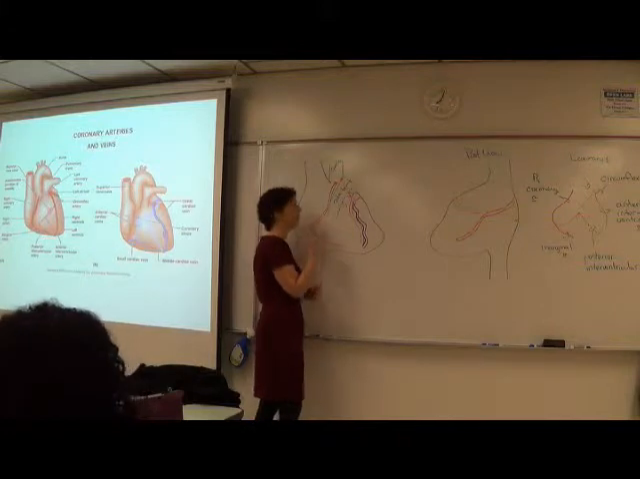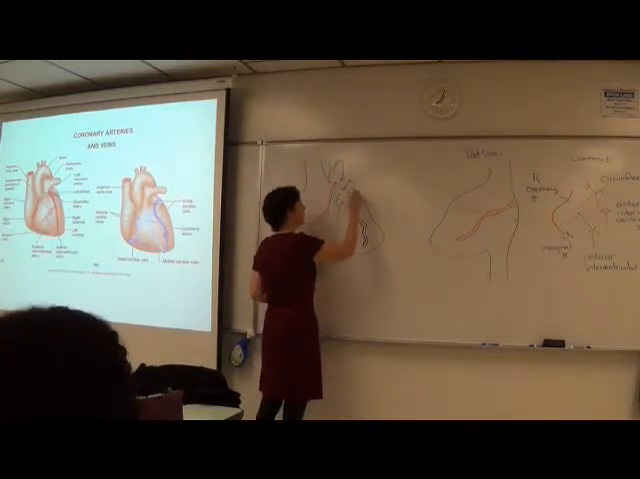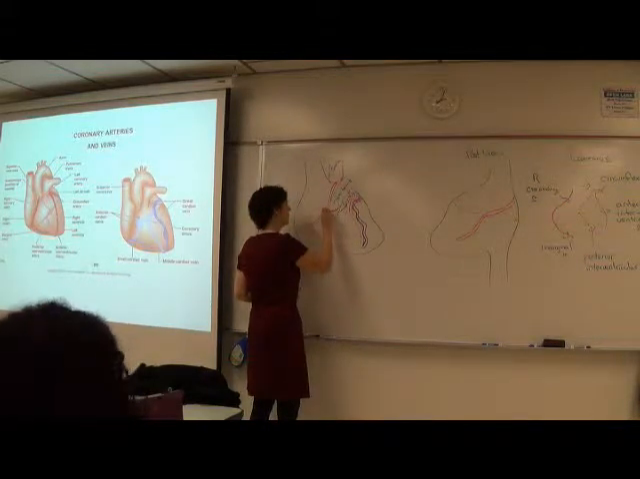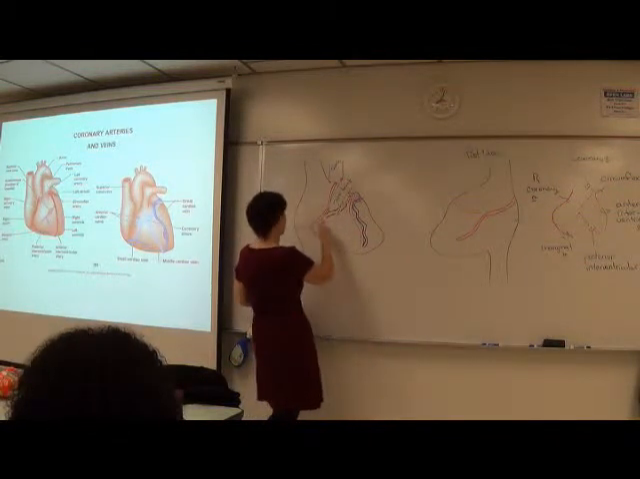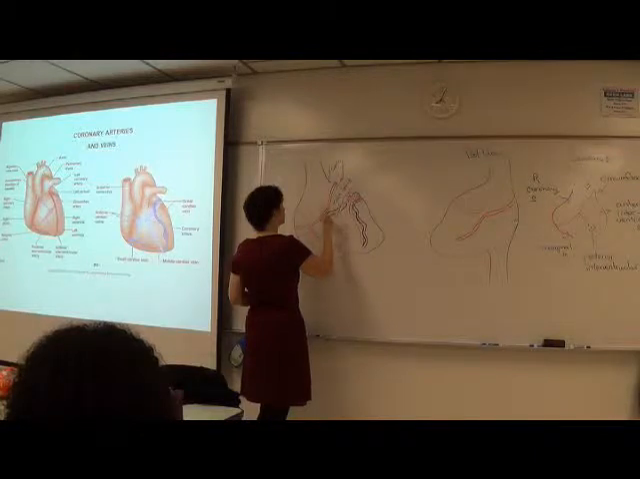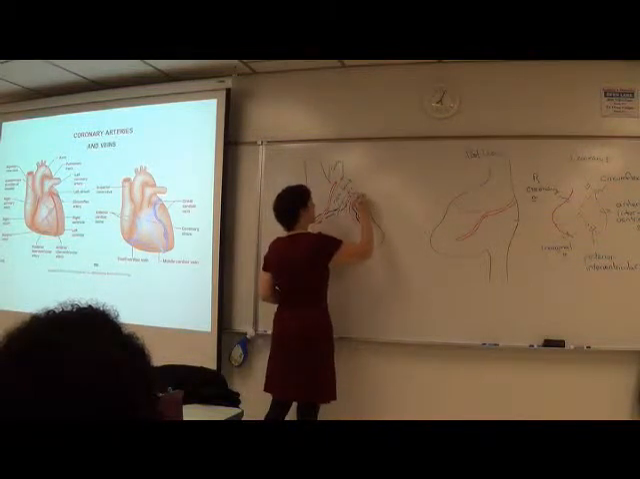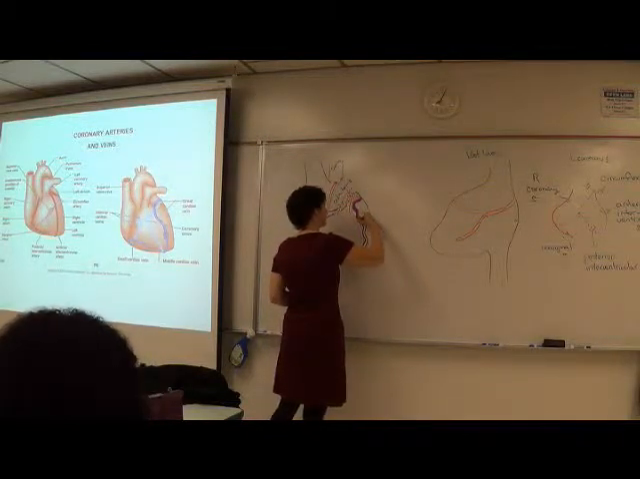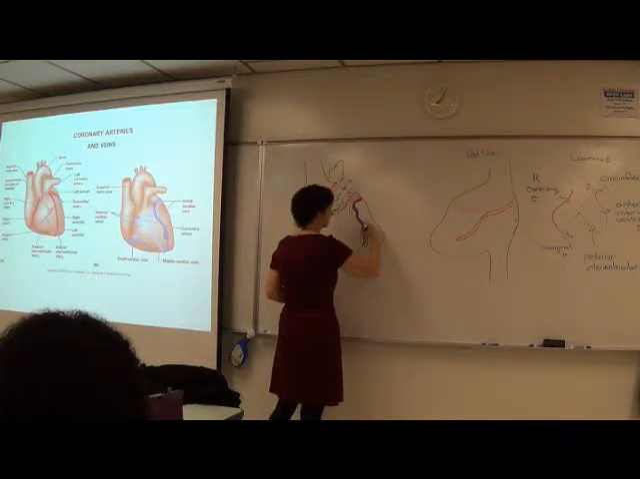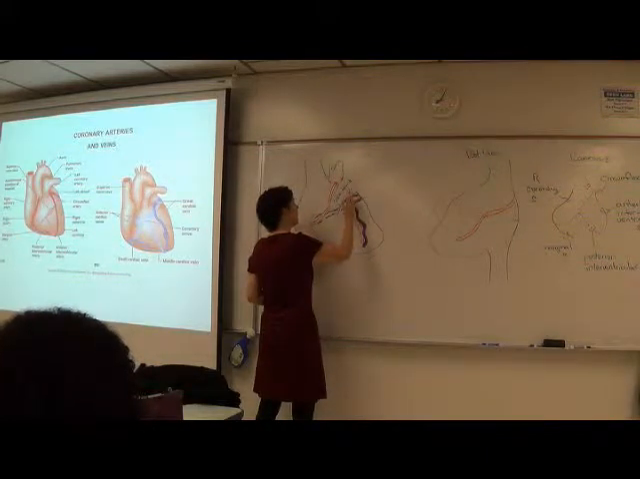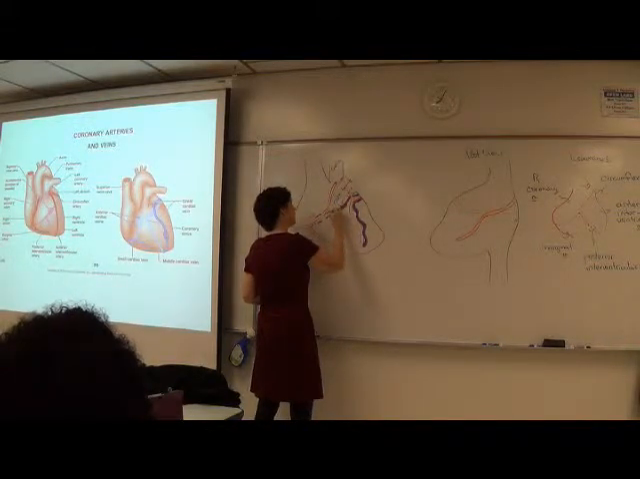It starts with the anterior interventricular, and then it travels with the circumflex and becomes dilated to form the coronary sinus. So draw that solid. These vessels, by the way, will not be visible on the sheep heart because the visceral serous pericardium, or epicardium, is covered with adipose tissue.